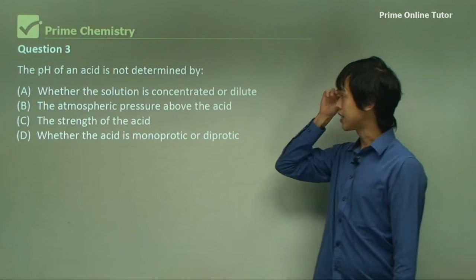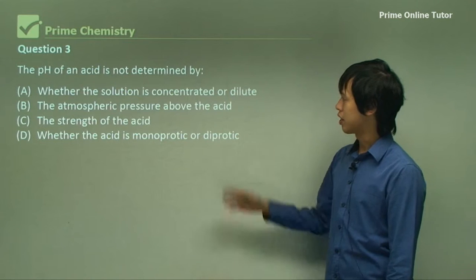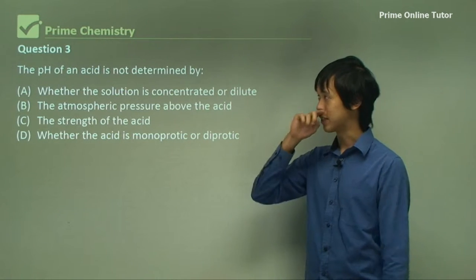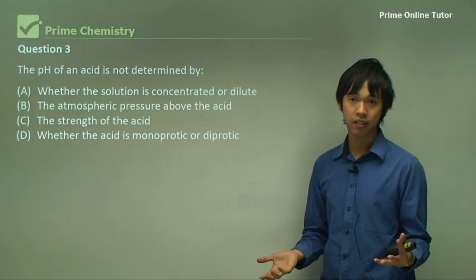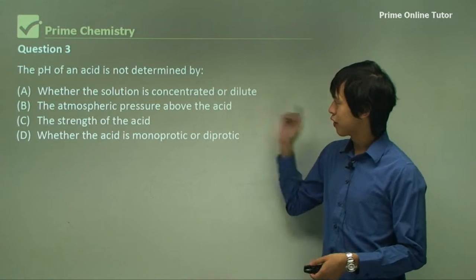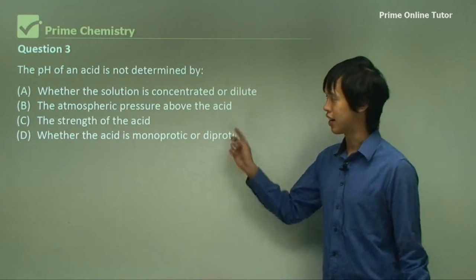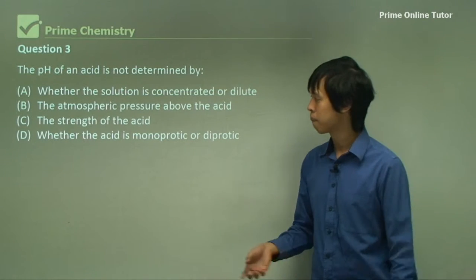Okay, the pH of an acid is not determined by which of the following? Whether the solution is concentrated or dilute, that's definitely true. That definitely affects the pH because it affects how many acid molecules we have. The atmospheric pressure above the acid, I didn't mention that, and I don't think that has much of a bearing because pressure doesn't really affect liquids.